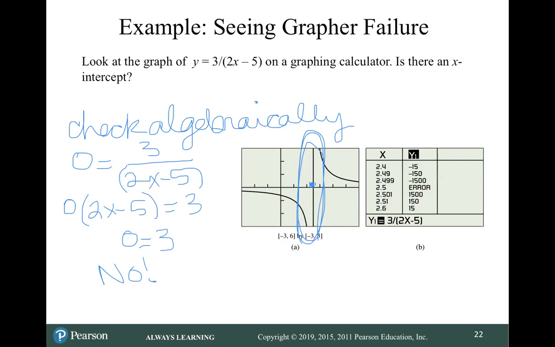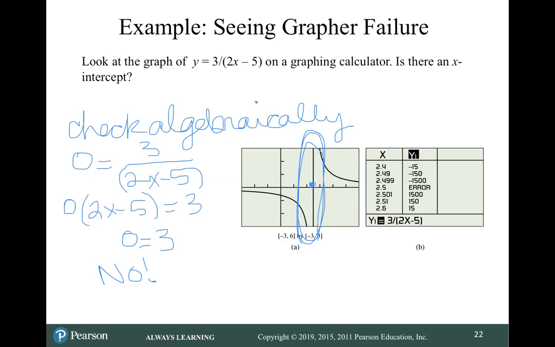So what's happened is that our calculator has accidentally drawn this vertical line. And the reason that the calculator has accidentally drawn this vertical line is because that is what's called an asymptote. An asymptote is a line that the graph approaches but never touches. It never creates a point on that value. And so the calculator doesn't know how to interpret that.